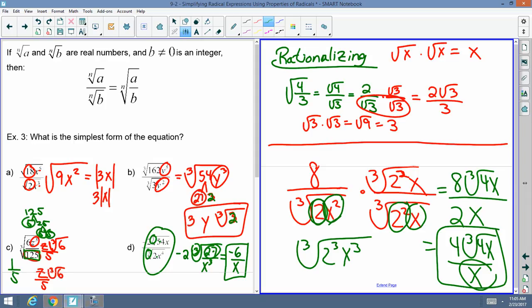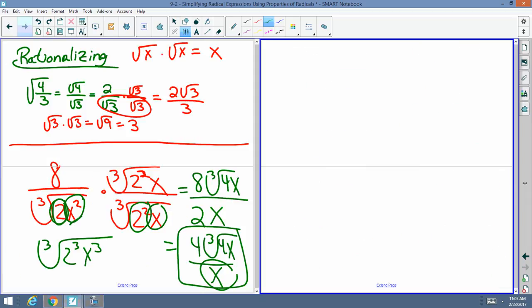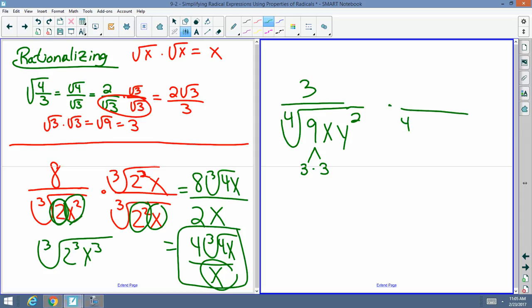Okay? Last but not least, I know you guys want to get out of here. What if I have 3 over the 4th root of 9xy squared? And this one, be careful, guys. A lot of people are going to think, oh, I need 3 more 9's. I wouldn't look at it like that. I'd look at this 9 as already having 2 3's. All right? So, how many more 3's do I need to pull out a 3? I have 2 3's. So I need to multiply by the 4th root of 3 squared.